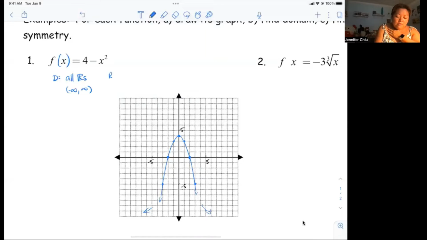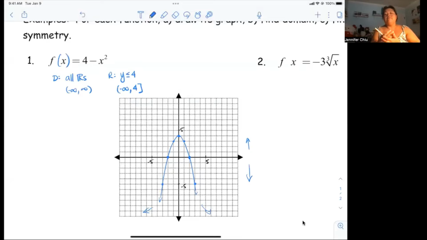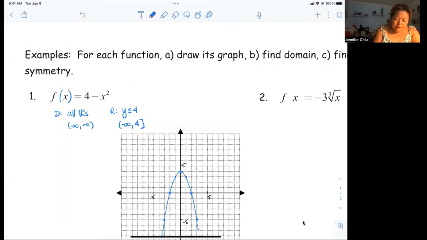Okay, what about range? Well, this parabola, the highest it goes is up to 4, but it goes all the way down to -infinity. Another way to write this is y is less than or equal to 4, but start practicing using interval notation. This goes from -infinity up to 4. You do not include -infinity, but you do include the 4 because it is closed at the end point. Okay, so that is your domain and range. Let me see if I answered everything. So I drew its graph. That's part A.